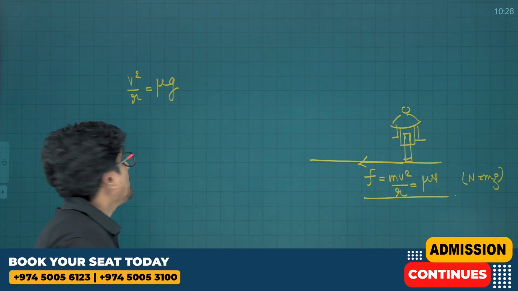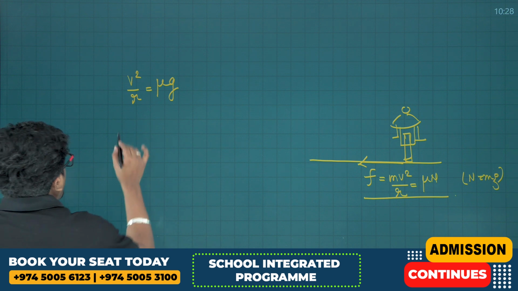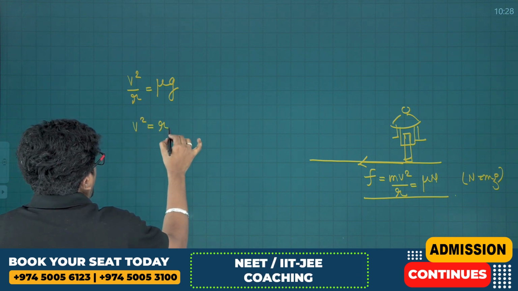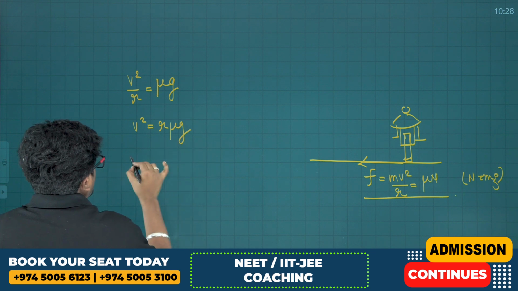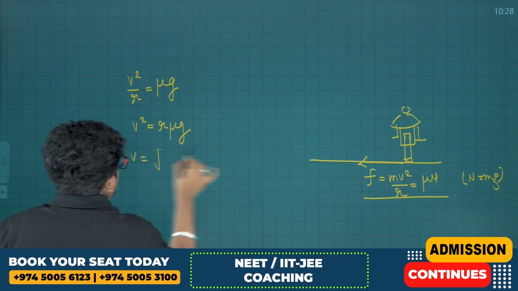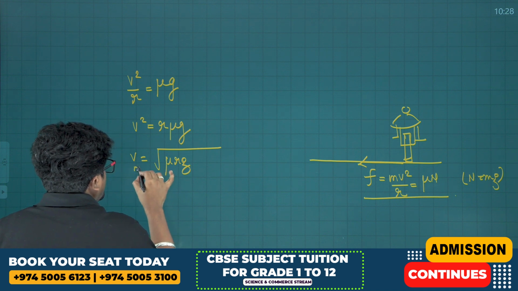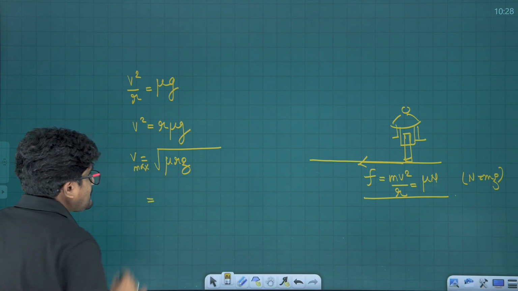That is going to be mu into g. Now here v square is equal to r into mu into g, and v is going to be root of mu r g. This is the maximum speed that they can have.